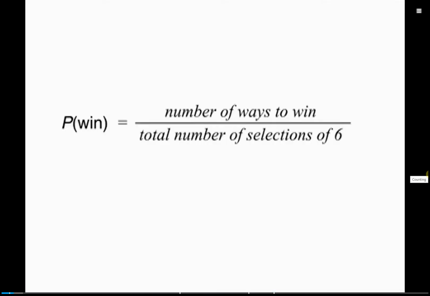So let's suppose we want to figure out the probability of winning the lottery. If you could select 6 numbers from a list of 50, well, what could we do? Let's go ahead and look at a formula that could help us with that. The probability of winning would be the number of ways to win divided by the total number of selections of 6. So you'd want to look at how many different ways there are to win, and then what the total number of possible combinations is.